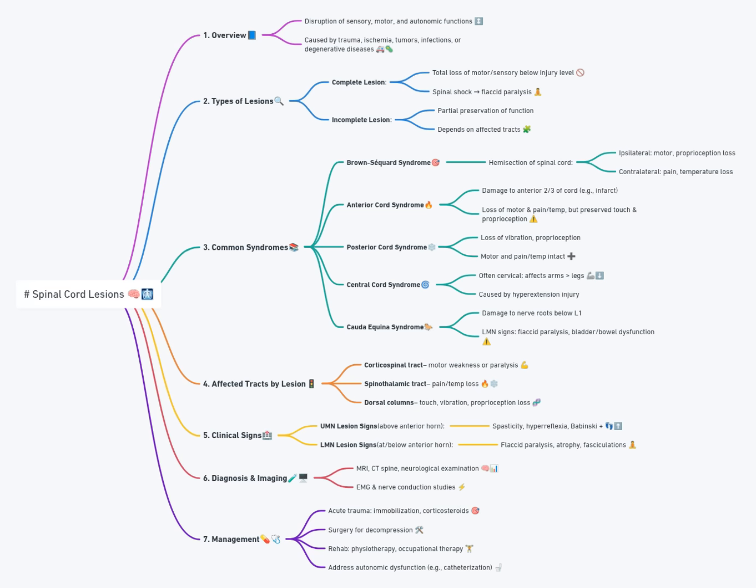Understanding these syndromes lets you localize lesions accurately, anticipate complications, and plan urgent management. Spinal cord pathology is dramatic, but precise localization guides effective treatment and improves outcomes.